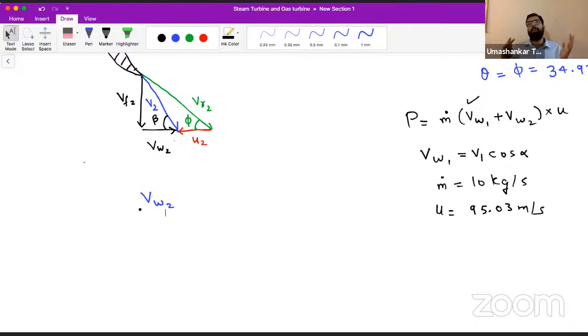Similarly, we have done the previous question as well. It is almost the same question as we have seen in the previous problem. So can anyone tell me the value of Vw2?